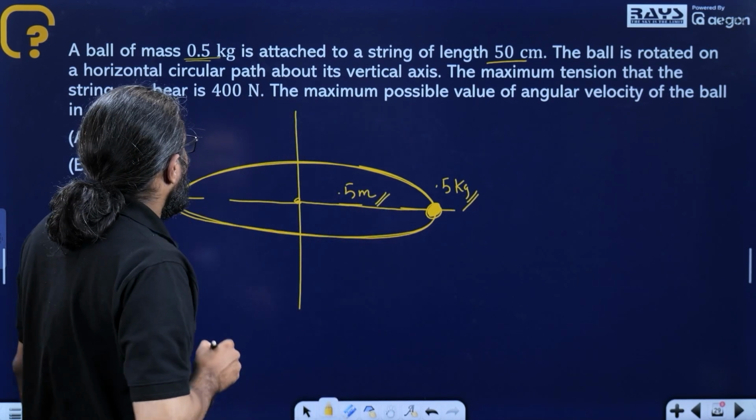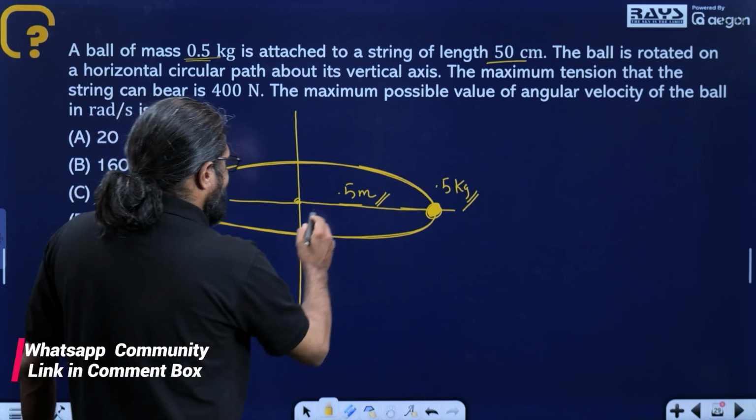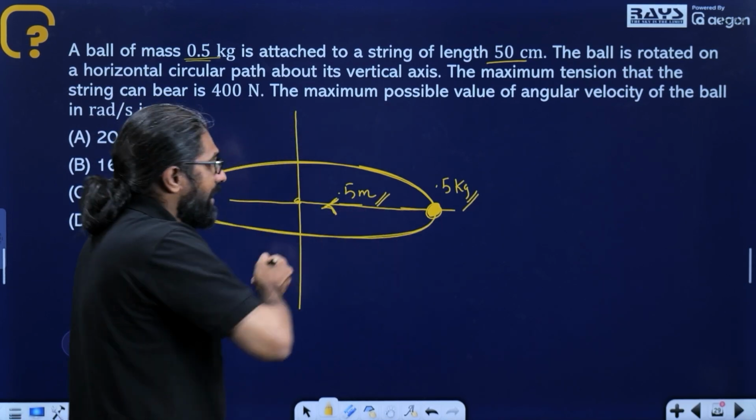Yeah. And then we have the maximum tension that this rope can bear is 400 Newton.